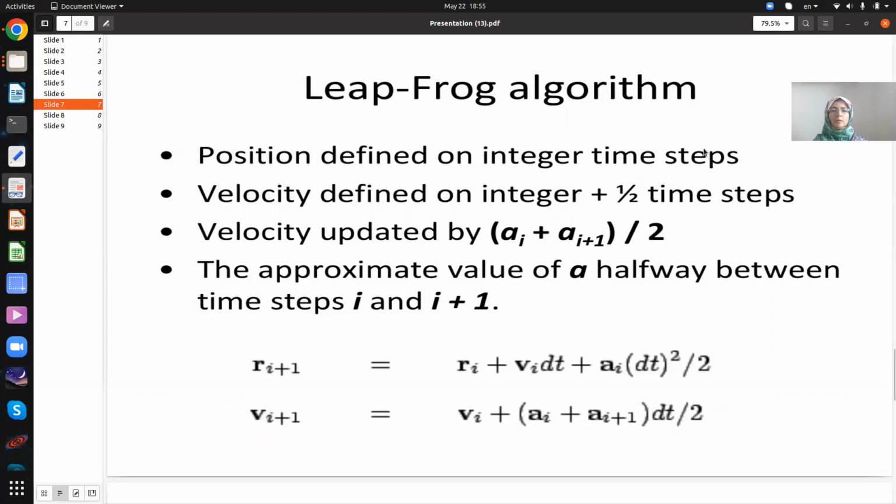Leapfrog algorithm: position is defined on integer time steps, velocity is defined on integer plus half time steps, and velocity is updated by A(i+1/2), the approximate value of A halfway between time steps i and i+1. And you see here, for example, R(i+1) goes to R(i) plus V(i) dt plus A(i) dt squared over 2, and V(i+1) goes to V(i) plus (A(i) plus A(i+1)) dt over 2.